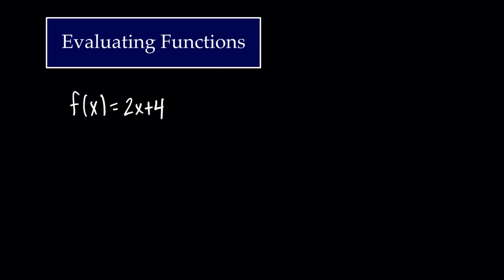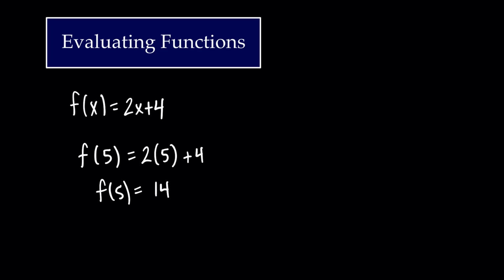Okay, so for example, if I had asked you what f of 5 is, then what you're going to do is you're going to plug in 5 where the x is. So you're going to do 2 times 5 plus 4, and you should be able to just get a number here. So 2 times 5 is 10, plus 4 is 14. Okay, so f of 5, we would say f of 5 is just 14.